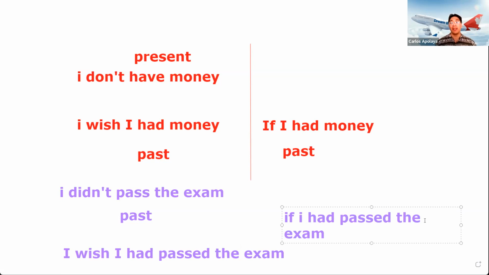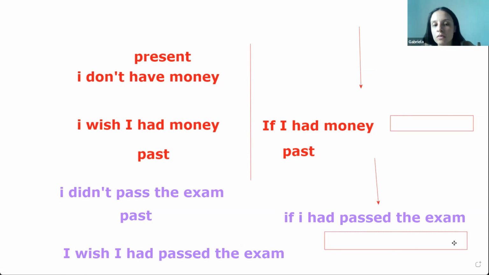But remember, Gabby, that when you use these conditionals like if, you always need the result. You need the result. But when you say, I wish I had money, you don't need it. It's not necessary. It's not mandatory. Okay? I wish I had passed the exam, and that's it, because it's just a wish. Did you understand? Yes. Amazing.